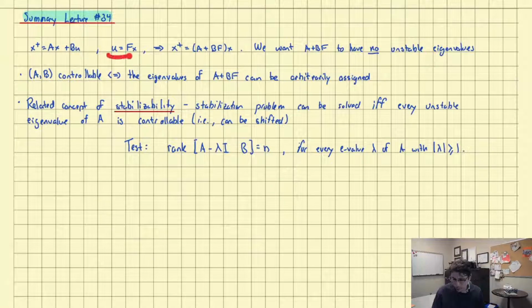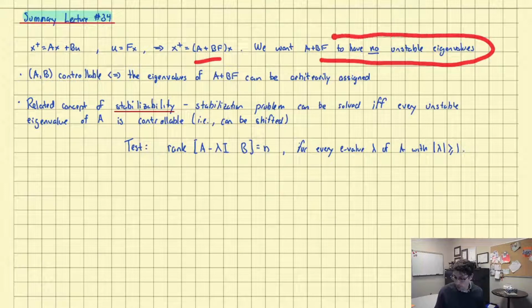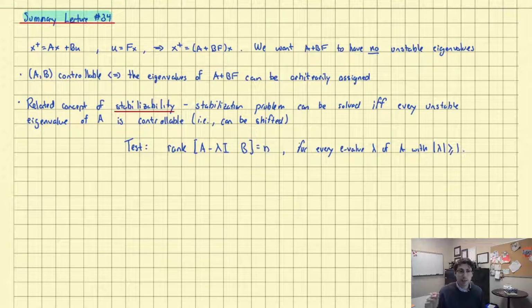Okay, so we take this controller and we plug it in. This is the system we get. And what we want in the stabilization problem is for that resulting system to be asymptotically stable, which, remember, means that no matter what initial condition you have for the plant, it should go to zero, right? Zero being our desired equilibrium. Think of it that way, right? We've linearized our system at this equilibrium, okay? In other words, we want this matrix, A plus BF, to have no unstable eigenvalues, i.e. no eigenvalues whose magnitude is greater than or equal to 1.